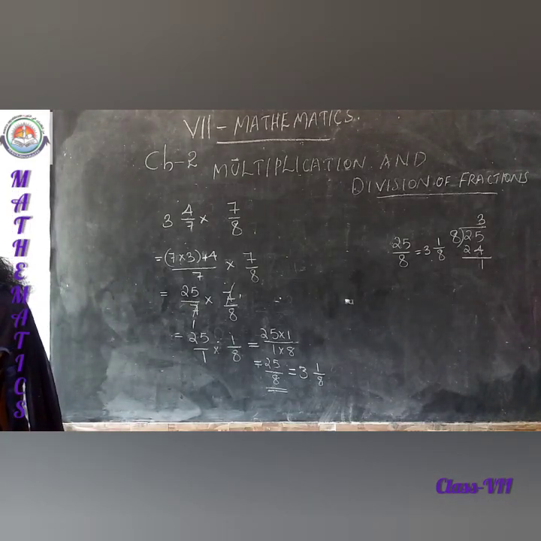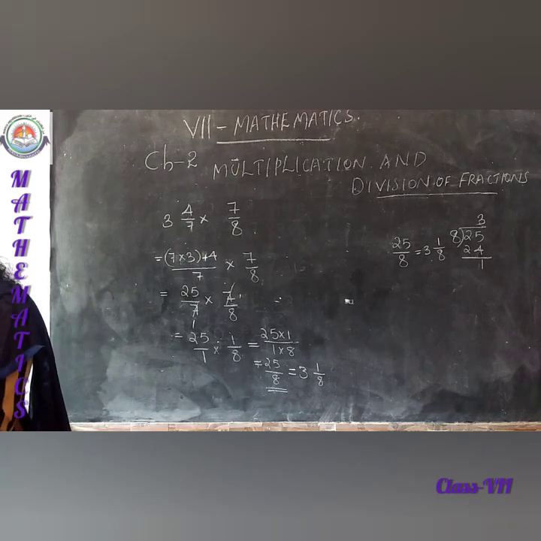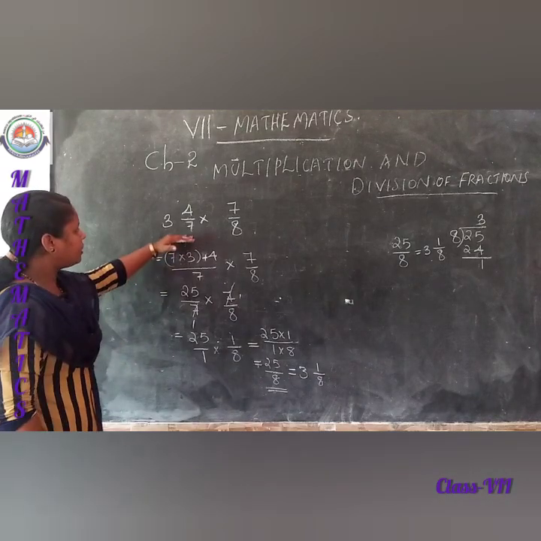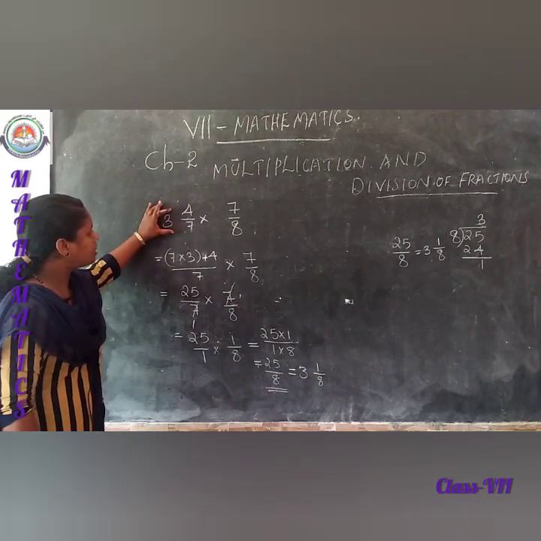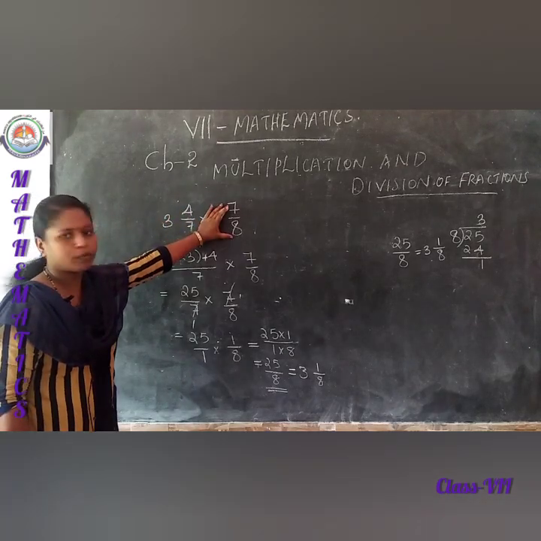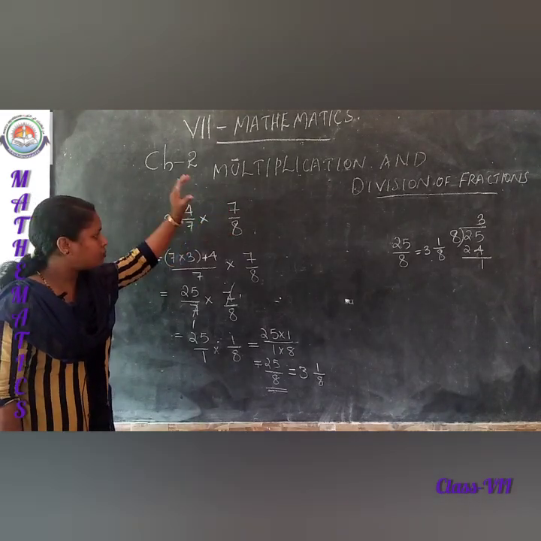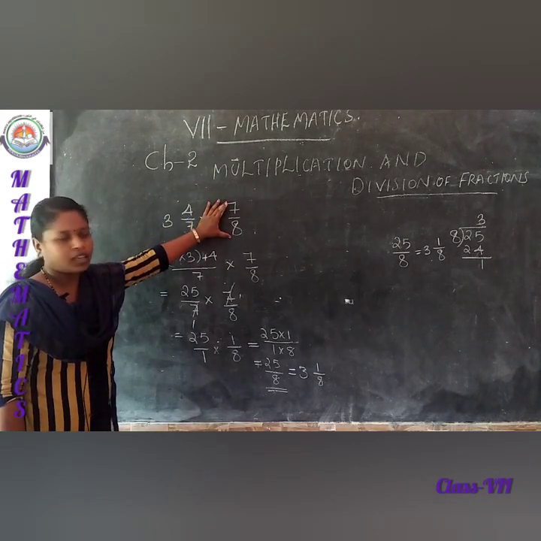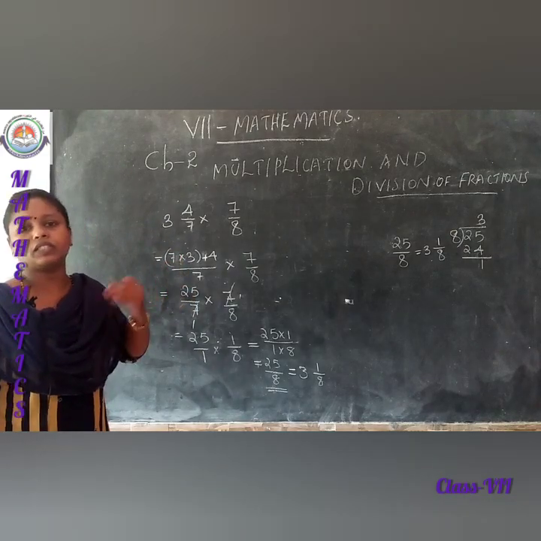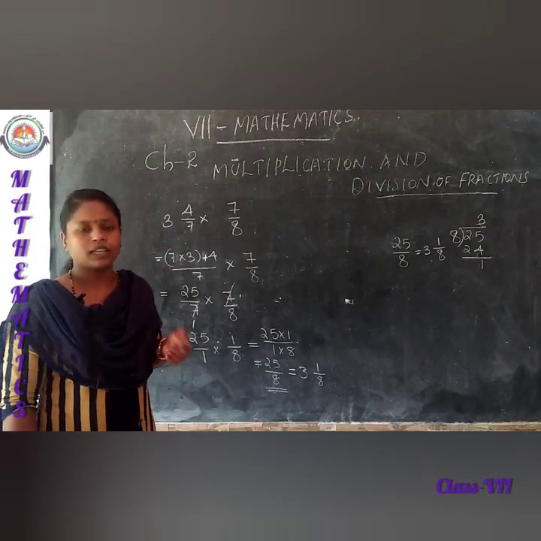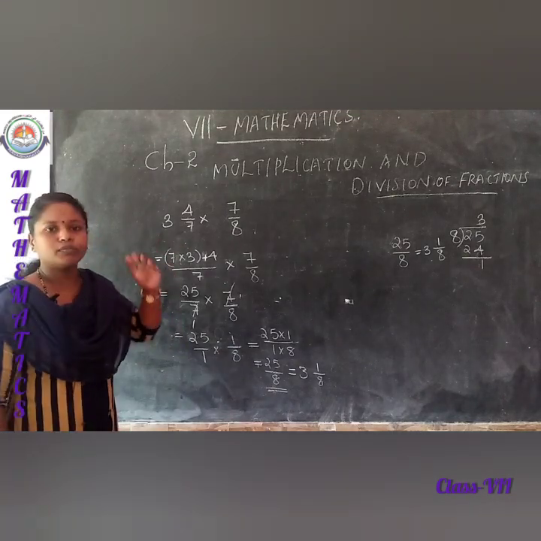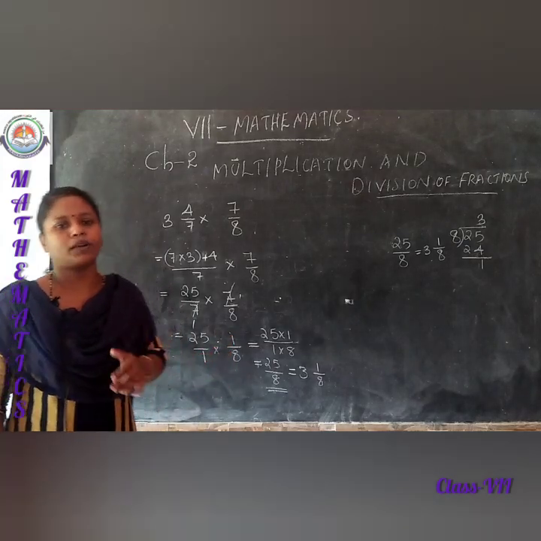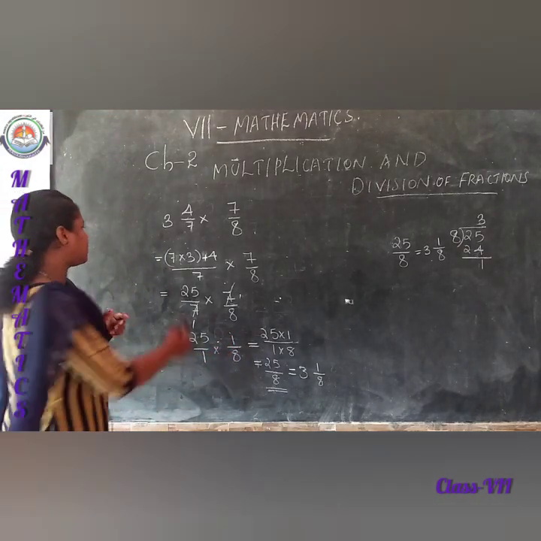From exercise 2.1, third question. Here we have discussed a mixed number and a normal fraction, improper fraction or proper fraction. A mixed number into a proper fraction. And if you are multiplying two mixed fractions, what will you do? If there are two mixed numbers, we need to convert those two mixed numbers into improper fractions. Okay, we can discuss that type of question.